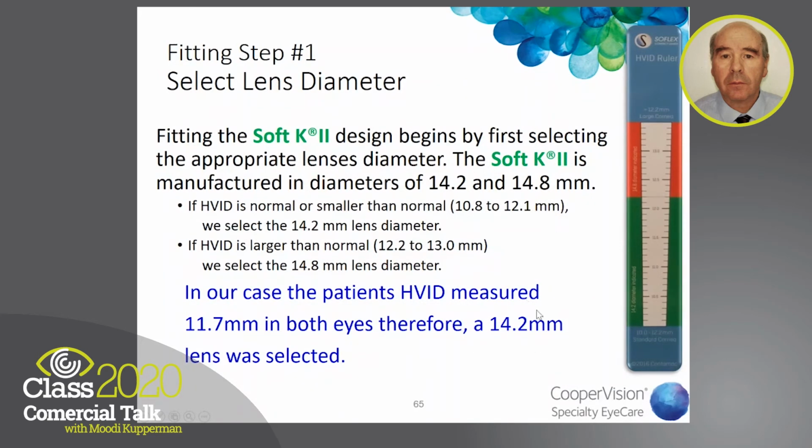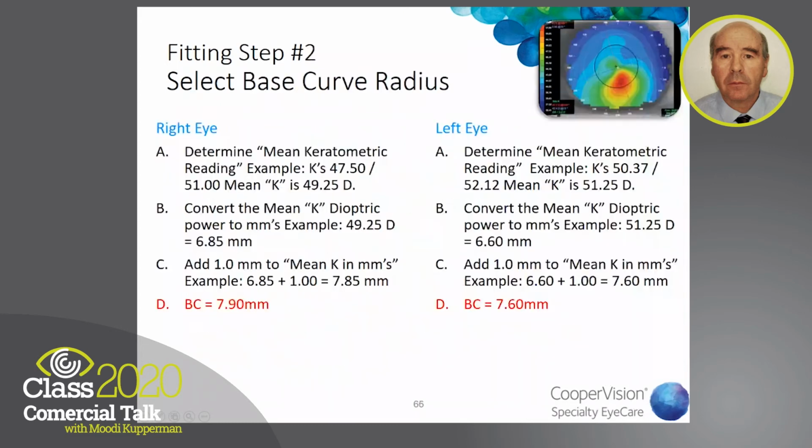So he measured, and they decided he's going for 14.2 millimeter diameter lenses, because the HVID was smaller and they needed smaller lenses. Because of the average 7.85, he decided to go on the right eye to 7.90, and here it was exactly 7.6 after measuring the K readings.